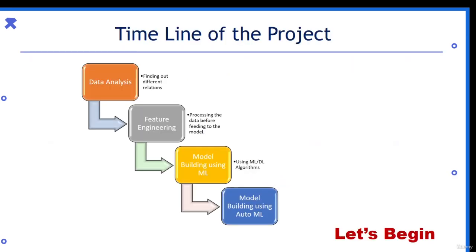Proceeding to the timeline of the project, the very first thing we'll be doing is data analysis: seeing our data and visualizing our data. Then feature engineering and data pre-processing, basically making our data ready for model development. Then we'll build our model using ML algorithms. Then we'll use AutoML, that is the EvalML library, compare both of them and see which performs better and what the difference between them is.